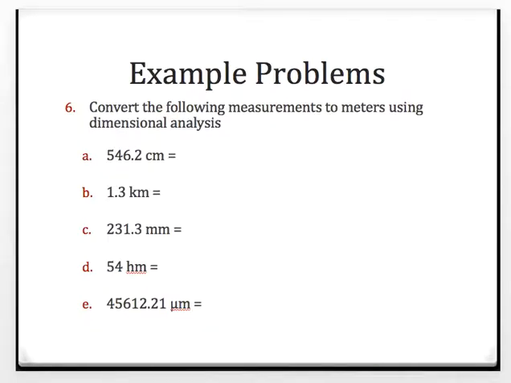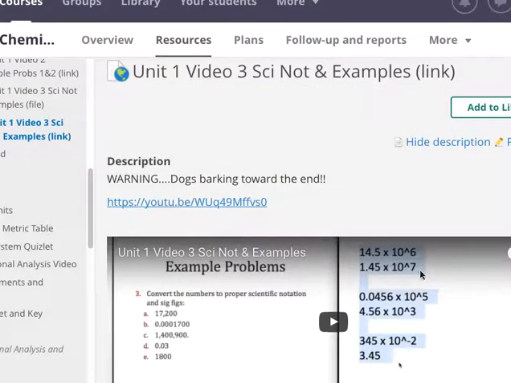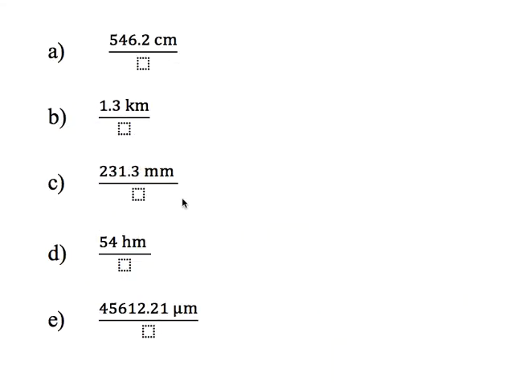Next up is some example problems. I just want to show you the basics on how to do some conversions here. I put this on another document back here to help me show you how to go about doing this, a little bit easier than doing it on the PowerPoint.